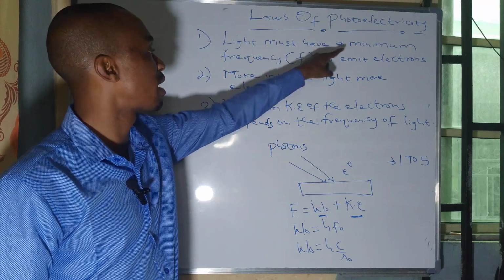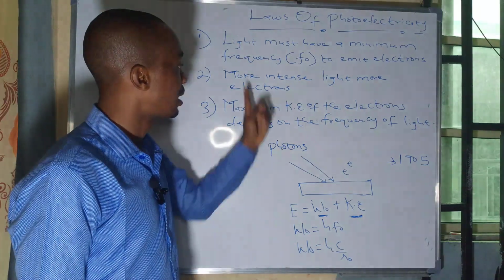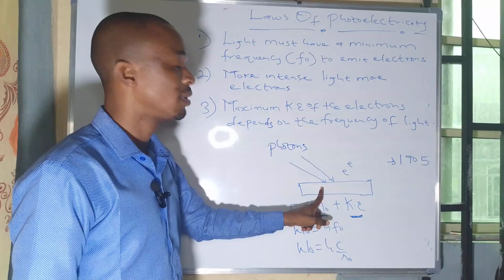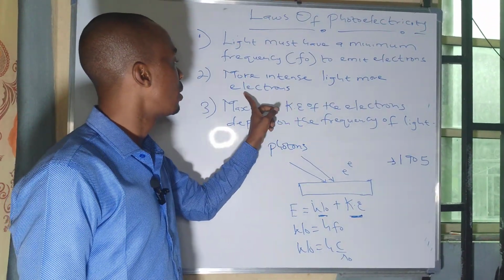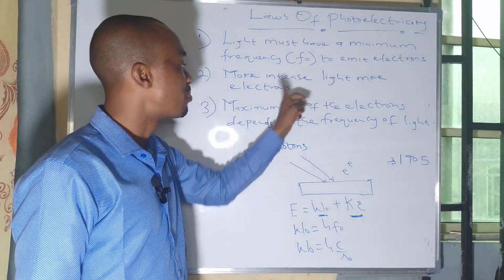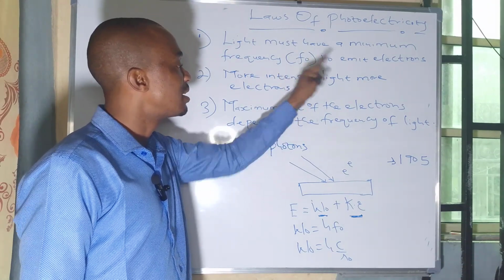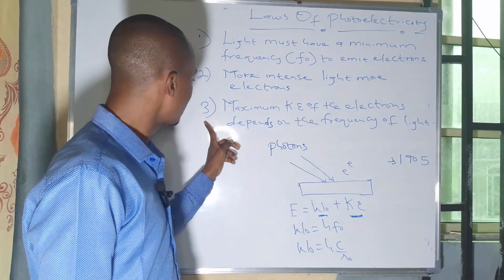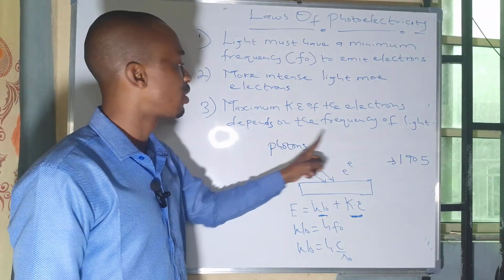Law 1 says light must have a minimum frequency to emit electrons, and that's very correct. So the frequency of the light must be equal to the threshold frequency for electrons to be what? Liberated. Then the second law is that more intense light, more electrons. The intensity of the light, the number of electrons depends on the intensity of the light. So if the intensity increases, it means that you have more electrons what? Released. Lastly, the third one is the maximum kinetic energy of the electrons depends on the frequency of the light.